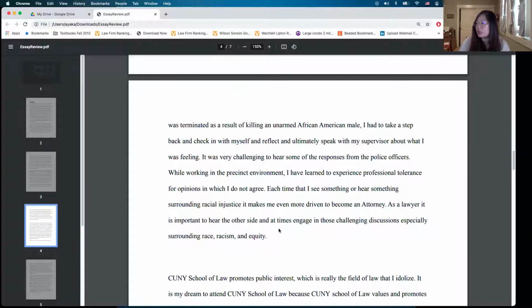It was very challenging to hear some of the responses from the police officers. While working with a precinct environment, I learned to experience professional tolerance for opinions in which I do not agree. Each time that I see something or hear something surrounding racial injustice, it makes me even more driven to become an attorney. As a lawyer, it is important to hear the other side and at times engage in those challenging discussions, especially surrounding race, racism, and equity.